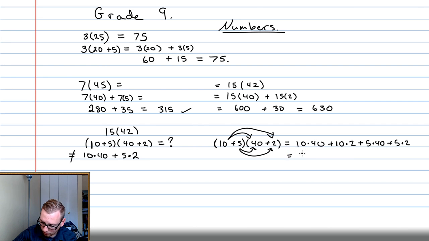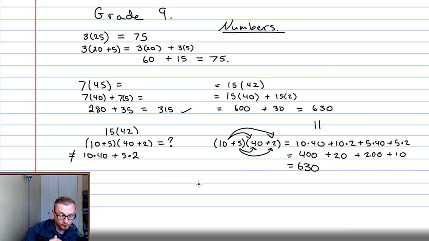Well, 10 times 40 is what, 400? 10 times 2 is 20. 5 times 4 is 20, add a 0, 200. 5 times 2 is 10. Well, there's 30, 630. They're equal. It's interesting what you can do when you start manipulating numbers. Okay, let's look at this textbook.